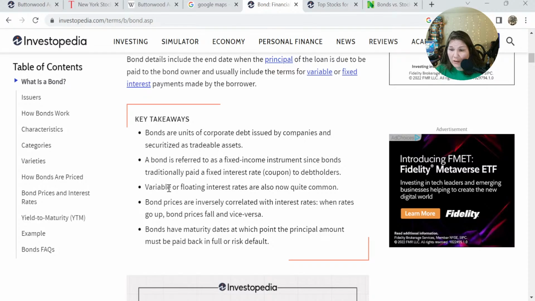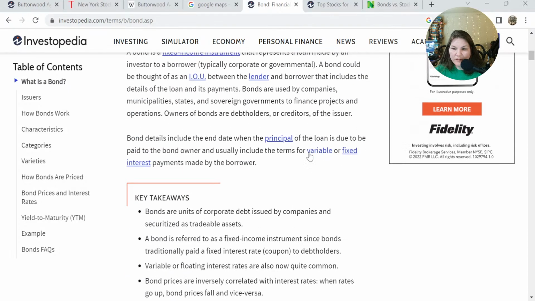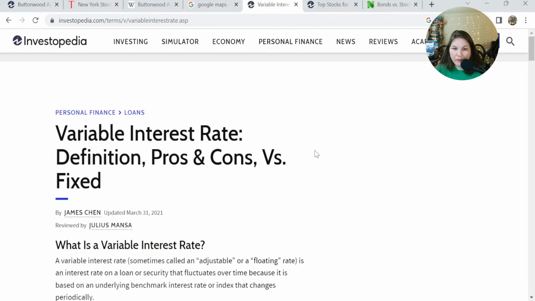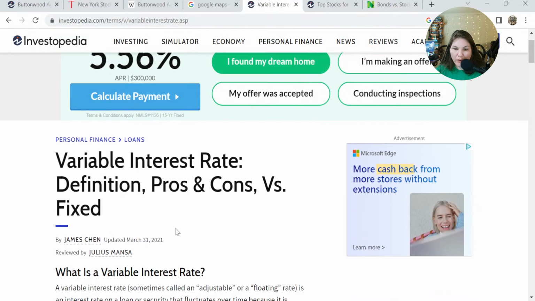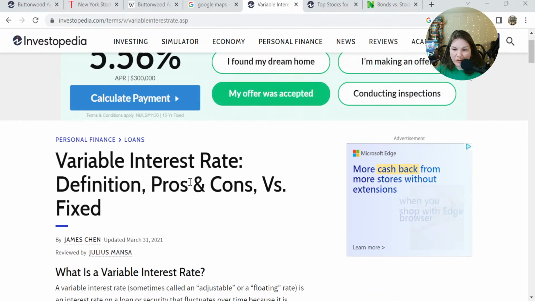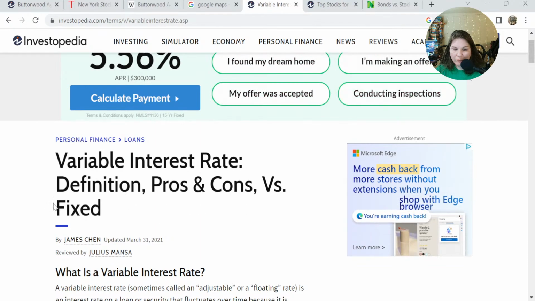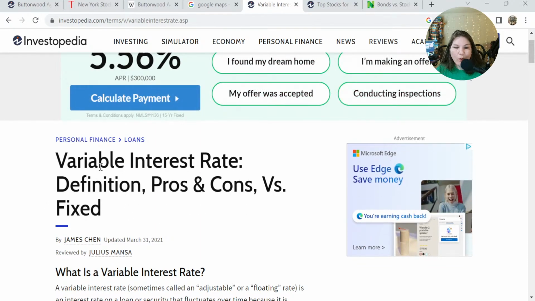If you have credit cards, learn. Just go Google it. Look how easy it is. Say you don't know what a variable interest rate is. Look at that. You see how easy that was? Investopedia gives you the definitions, and the pros and cons versus a fixed rate. How great is that? This coming week, we will go over variable interest rate versus a fixed interest rate. We'll go over the pros and the cons because obviously these things exist.